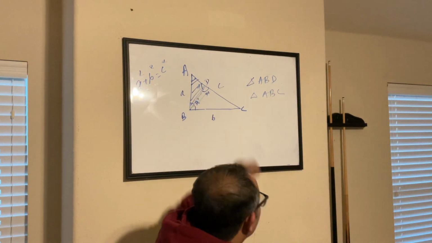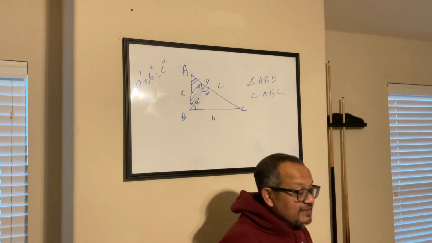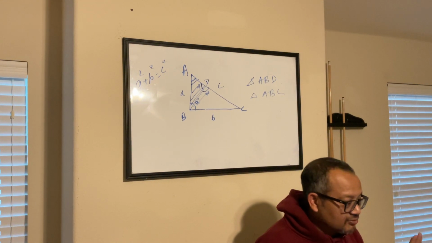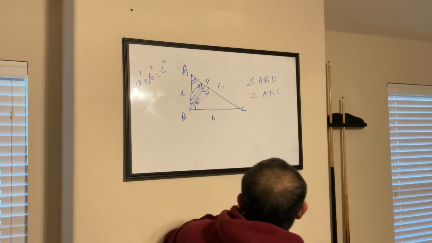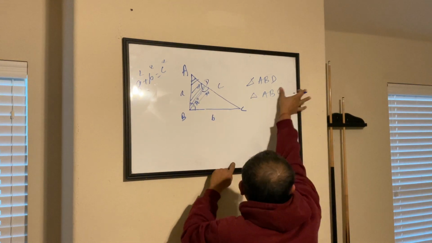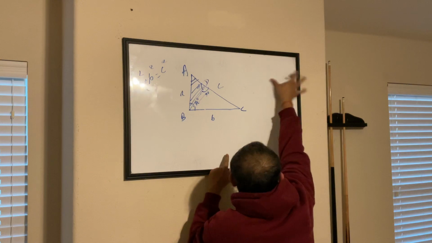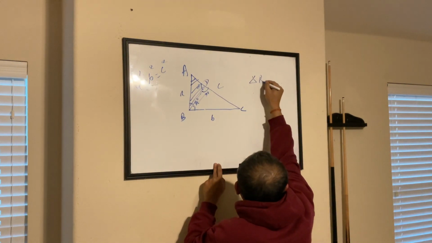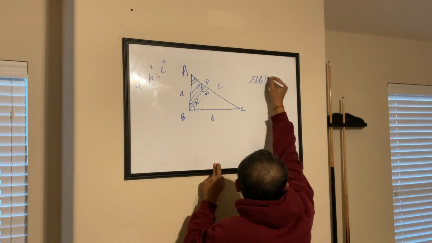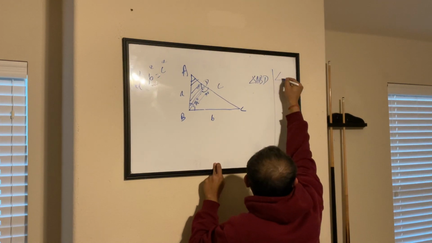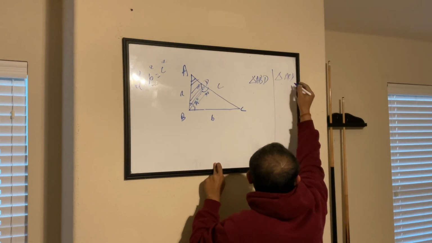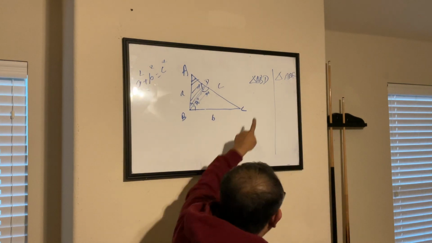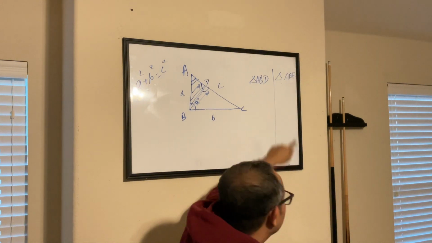I'm saying these two triangles are similar. Triangles will be similar when the angles are matching. That's the only thing. Let's look at these two triangles. Let me make it a little easier looking for you guys. I'll put triangle ABD here and triangle ABC here. Now let's look at what angles these two triangles have.